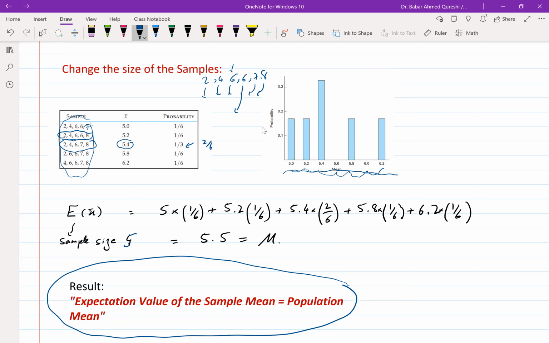Like, would the order matter? No, order shouldn't matter. Order won't matter. You're just picking, because you're not replacing, so order doesn't matter. Got it. Thank you.